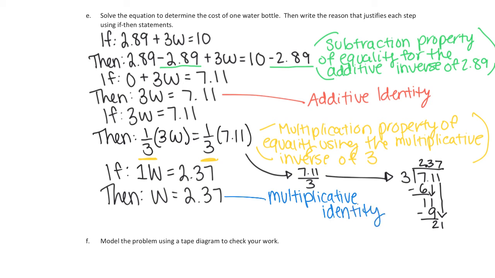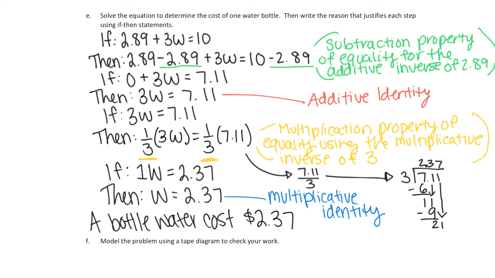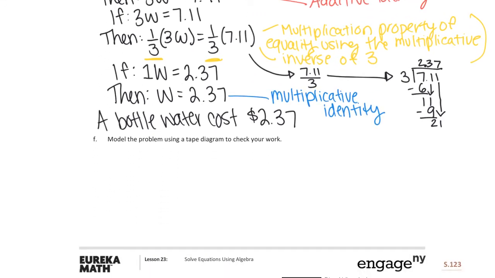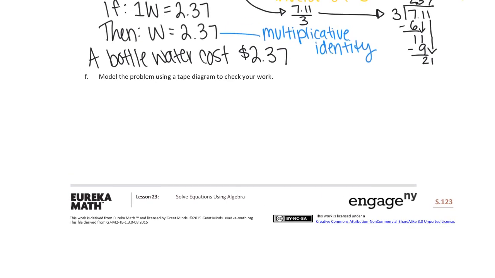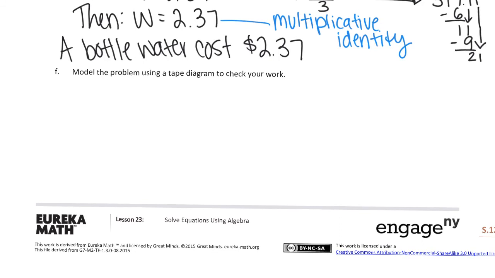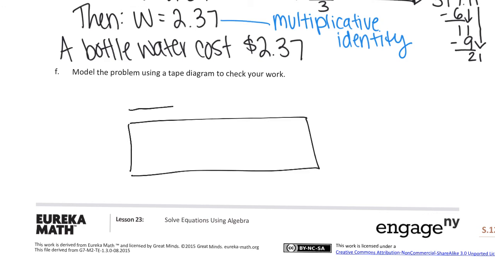All right, now I know that a bottle of water cost $2.37. Just like in this last problem, let's go ahead and go to F. It says model the problem using a tape diagram to check your work. So first of all, we know that the total cost of what we paid for was $10. And so we draw our box representing the whole total cost, which is $10.